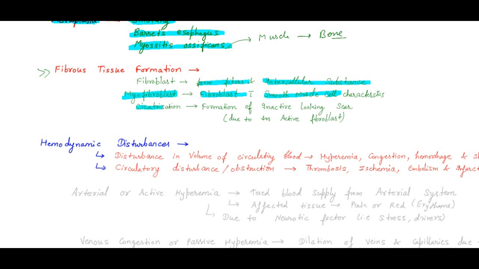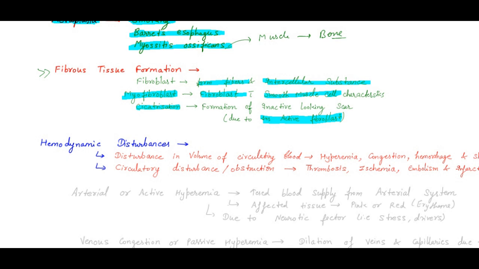Then one more term is cicatrization. Cicatrization is the formation of small, inactive-looking scars. Why does it happen? Due to decreased active fibroblasts. Whenever there is a decrease in the fibroblasts, it will lead to cicatrization.